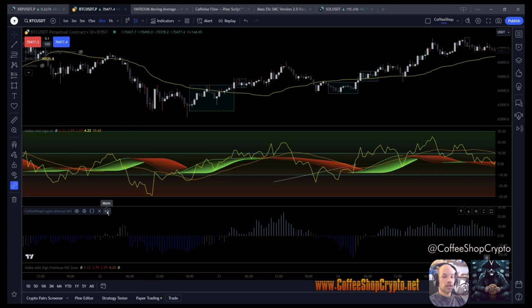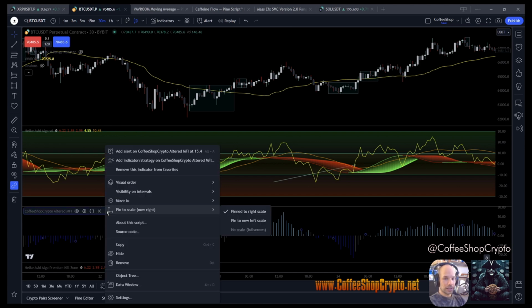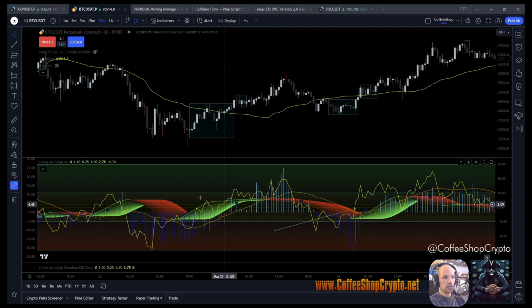So if you want to layer these over each other, go to your altered money flow. And these 3 dots on the side, you're going to click on them and go to move to existing pane above. If your algo is above the money flow, you're going to go to the existing pane above. So let's do that. And now you can see how they're on top of each other.